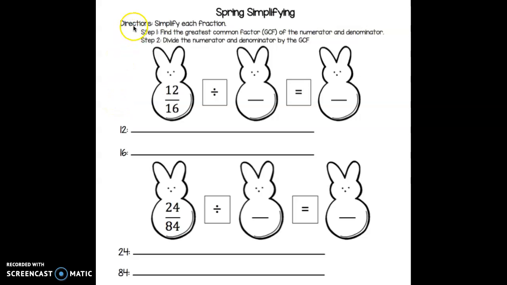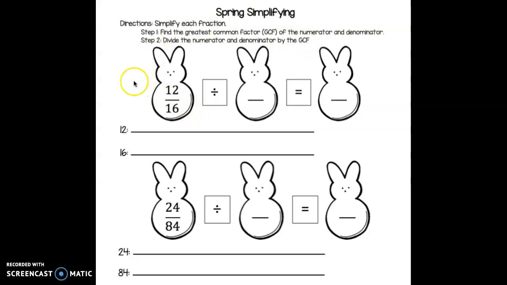So these are the directions. It says simplify each fraction. Step 1, find the greatest common factor, or GCF, of the numerator and denominator. Step 2, divide the numerator and denominator by the greatest common factor, GCF.